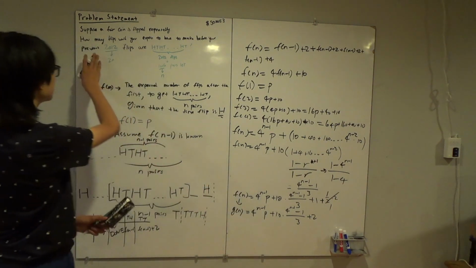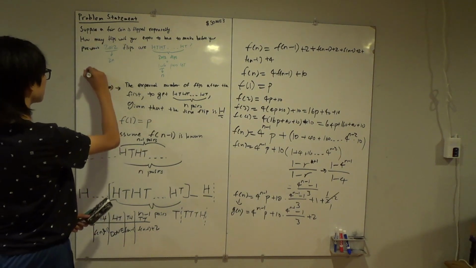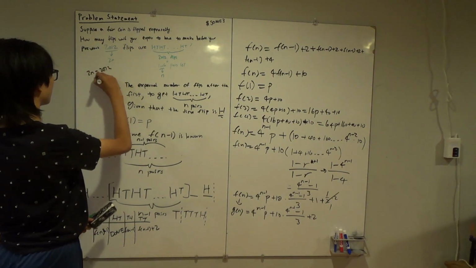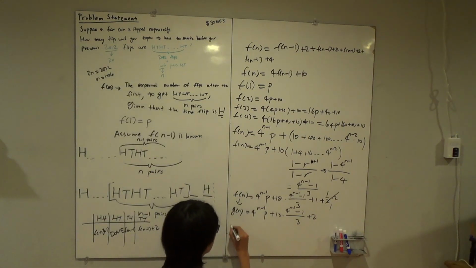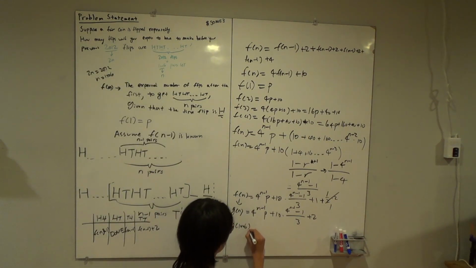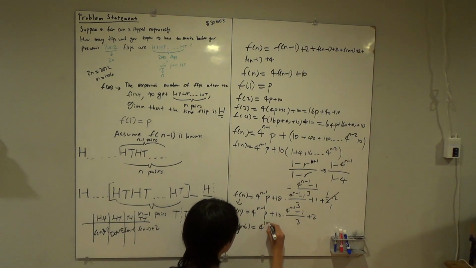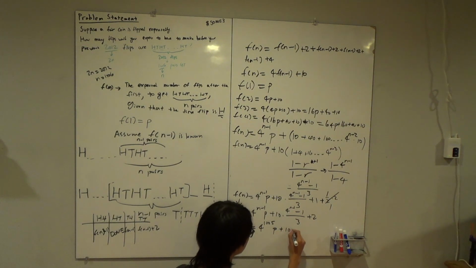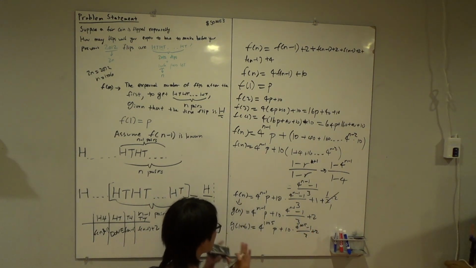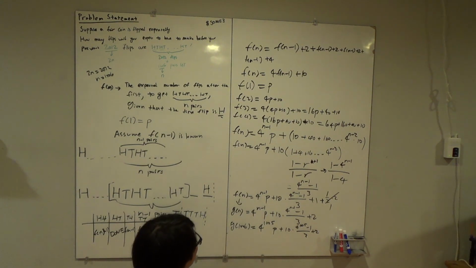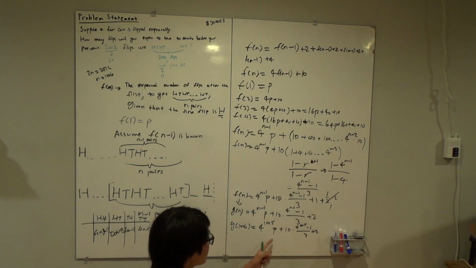We'll go back to our specific case. Our specific case considers 2n equals 2012, so n equals 1006. Plugging in 1006 into this equation gives us 4 to the 1005 p plus 10 times 4 to the 1005 minus 1 over 3 plus 2. And we're so close. This is almost a complete solution. We are missing one key part. What is p?